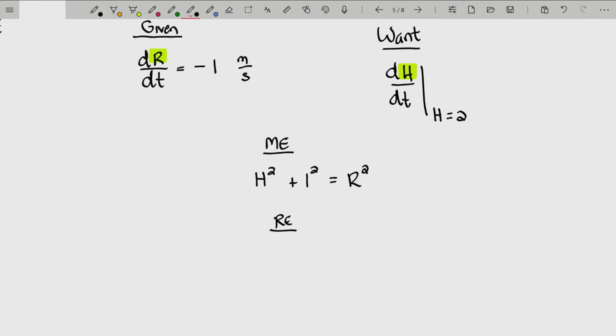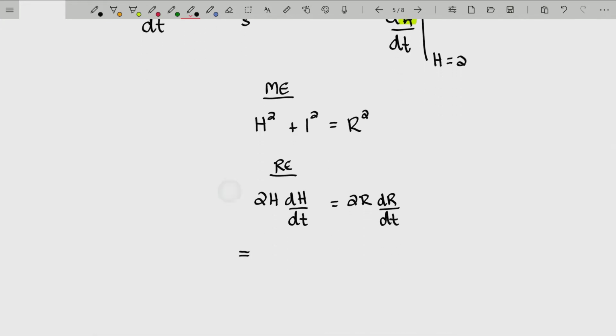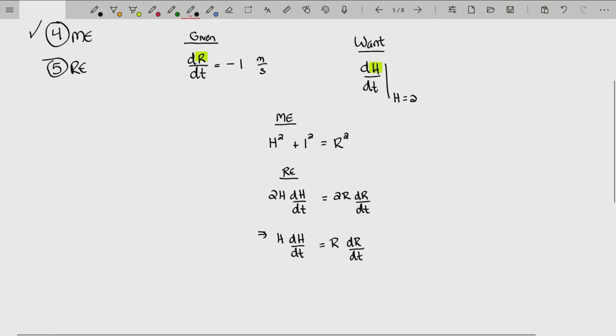Take the derivative of both sides with respect to time. So the derivative of H squared is 2H dH/dt. The derivative of 1 is 0. And the derivative of R squared is 2R dR/dt. You could divide both sides by 2, because I think it's very healthy to do that. And now you're back to basically the previous problem, which I sort of regret, because I don't want you to feel like I'm only choosing problems that have Pythagorean theorem. That's not my intent. But let's see what happens.